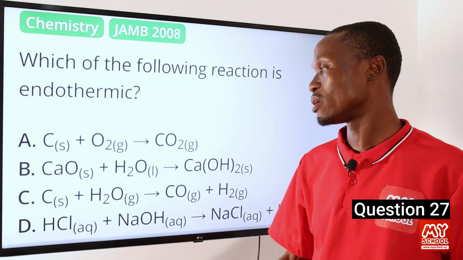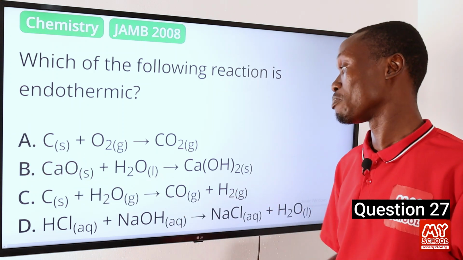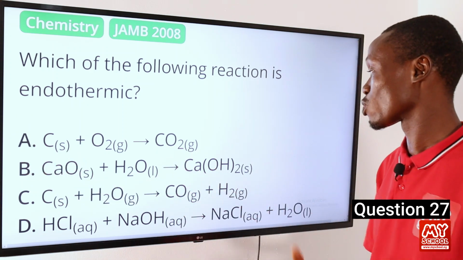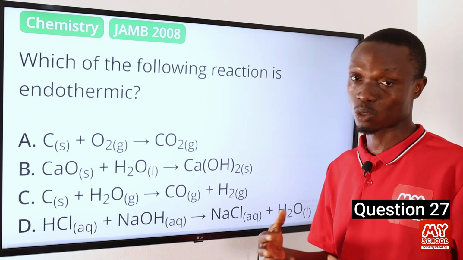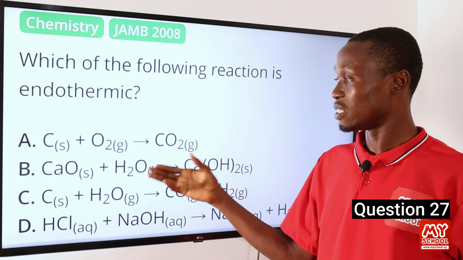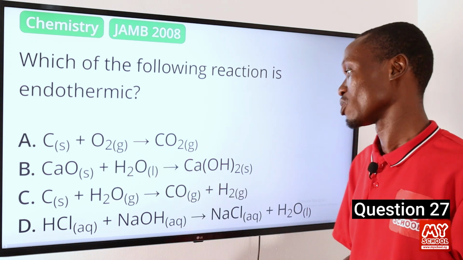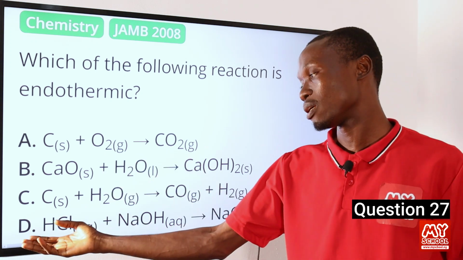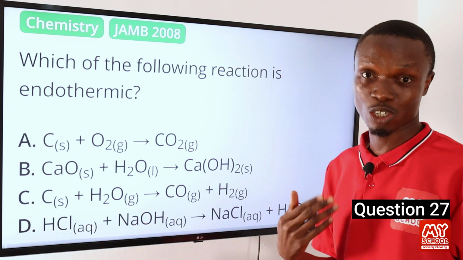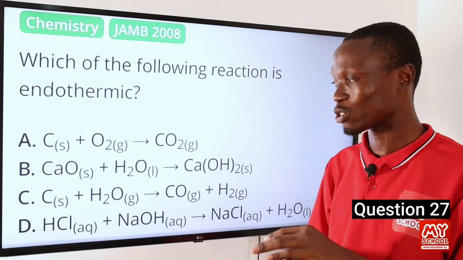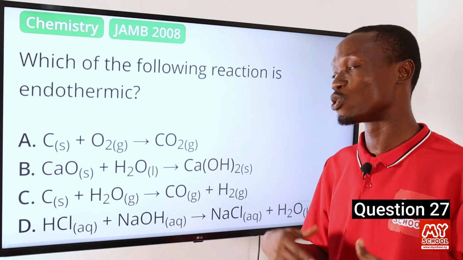While option B is calcium oxide being dissolved in water to give us calcium hydroxide. This is also an example of an exothermic reaction, because in this reaction, heat is given off. Let's leave option C first. Option D is a neutralization reaction, and a neutralization reaction is an exothermic reaction.